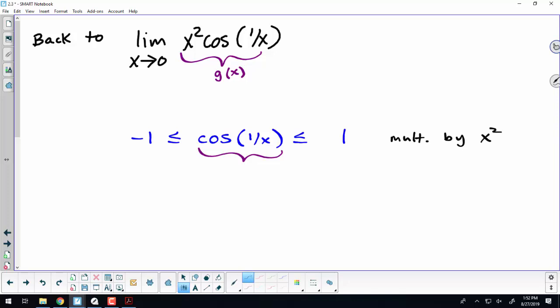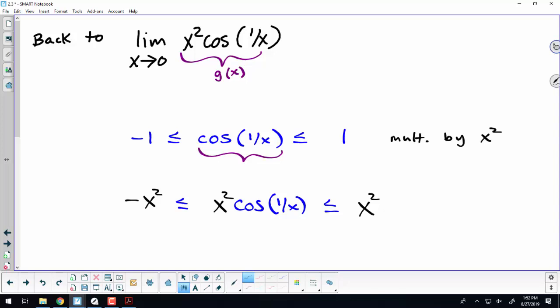So then we have our negative x squared is less than or equal to x squared times cosine 1 over x, is less than or equal to a positive x squared. Is everyone all right with that?